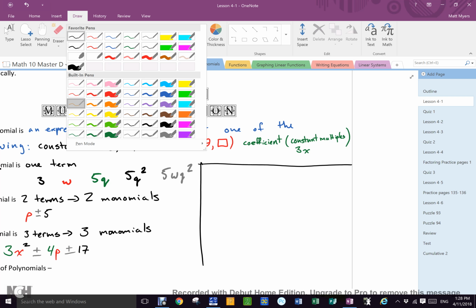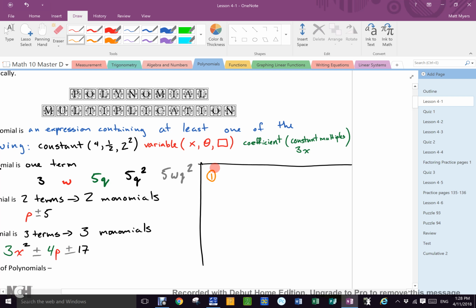Restart the program. Rule number 1: no dividing variables. All right? So this, 6 over x, no. Not allowed. Everybody cool? Easy peasy, right? If you see a variable in the denominator, not a polynomial.